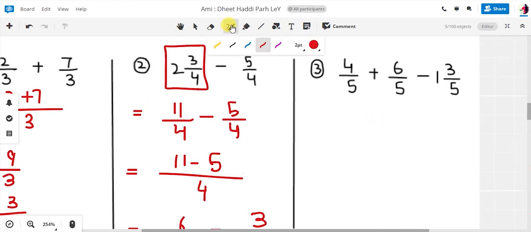Okay, next is question number 3. Now we have 3 fractions and we have to add and subtract all of them, right?